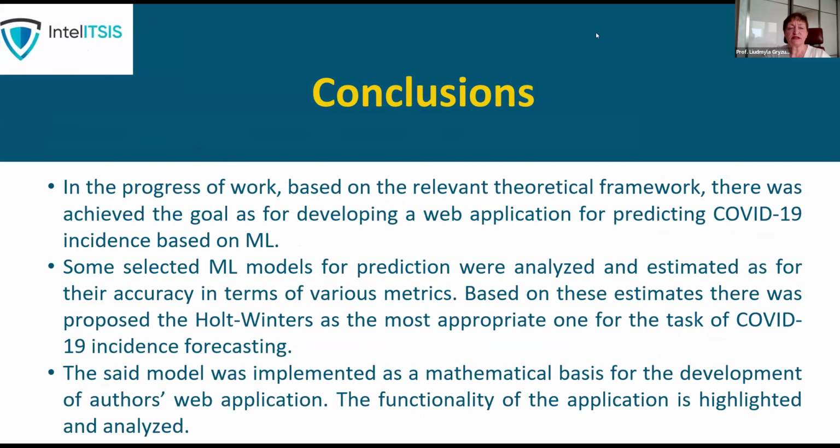In terms of conclusions, in the progress of work based on the relevant theoretical framework, we achieved the goal of developing a web application for predicting COVID-19 incidence based on machine learning. Some selected machine learning methods for prediction were analyzed and their accuracy estimated. Based on these estimations, Holt-Winters was proposed as the most appropriate model for the task of COVID-19 incidence forecasting. The said model was implemented as a mathematical basis for development of the authors' web application.